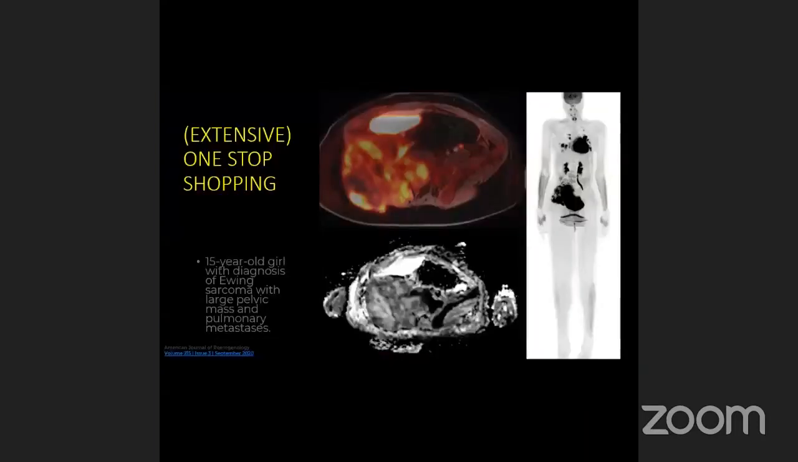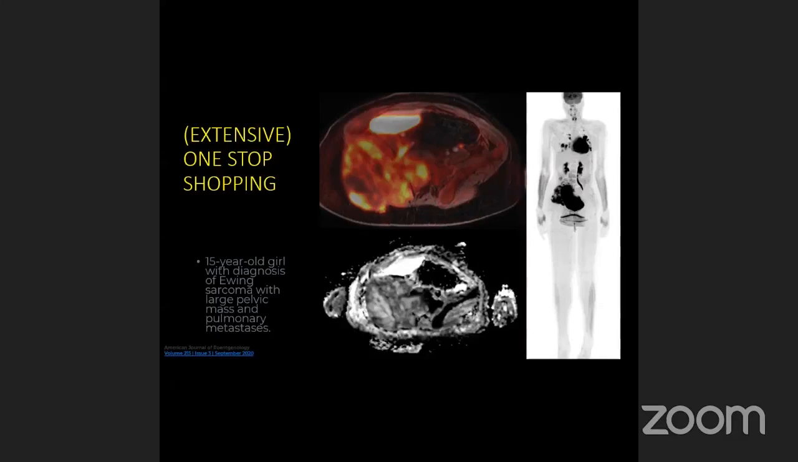So let's go to another image. What is this image? PET. And what is this image? Fusion. Fusion between MRI and PET. So this is PET MRI in a 15 year old girl diagnosed with Ewing sarcoma. And you can see that there is high activity in the pelvic bone. I think everyone will agree that this is a typical pattern of Ewing sarcoma.